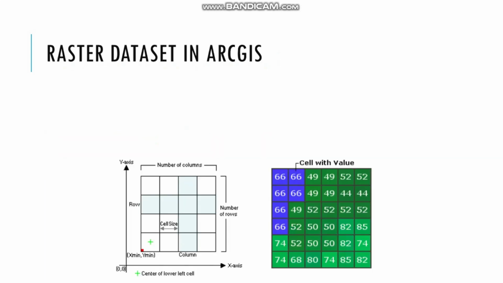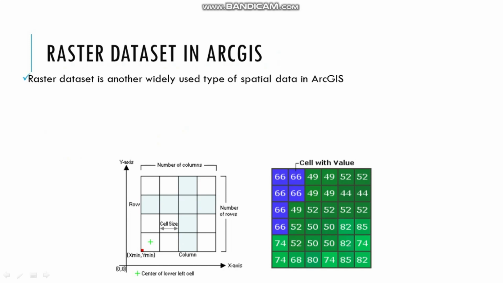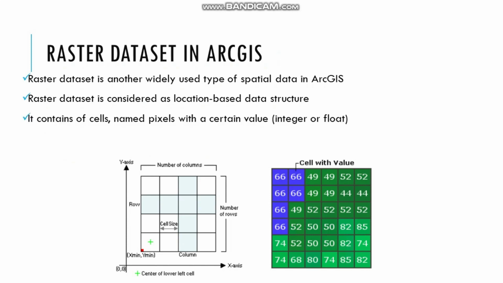So raster datasets. Raster datasets consist of cells. You can see here cells with different values, and each cell, called a pixel, has its own resolution. Raster dataset is another widely used type of spatial data in ArcGIS. Raster dataset is considered a location-based data structure. If vector dataset is object-based, the raster dataset is location-based. Remember this. It consists of cells named pixels with a certain value, integer or float. Here you can see that mostly in this case integer values. All pixels have the same size, pixel resolution. So all the pixels are grids and have the same size.